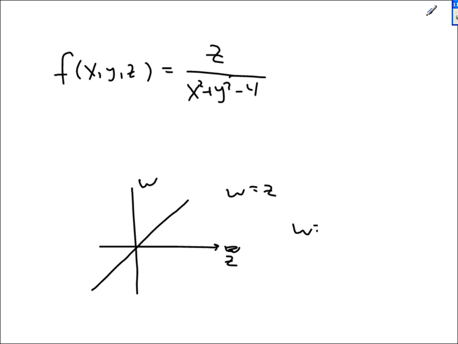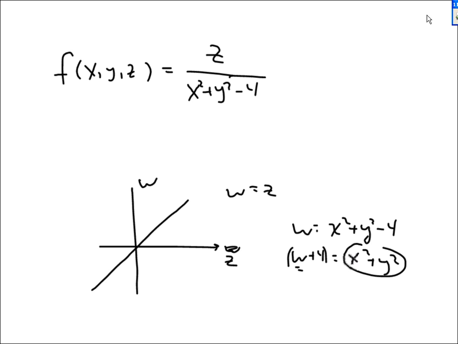What if I said w is equal to x squared plus y squared minus 4? Well, this is like a circle. W plus 4 is x squared plus y squared. You give me different w's, I'll give you a circle whose r squared will be 4 more than w. So this is just a circle, which is continuous. The top is continuous, the bottom is continuous. On the domain, this fraction is continuous.